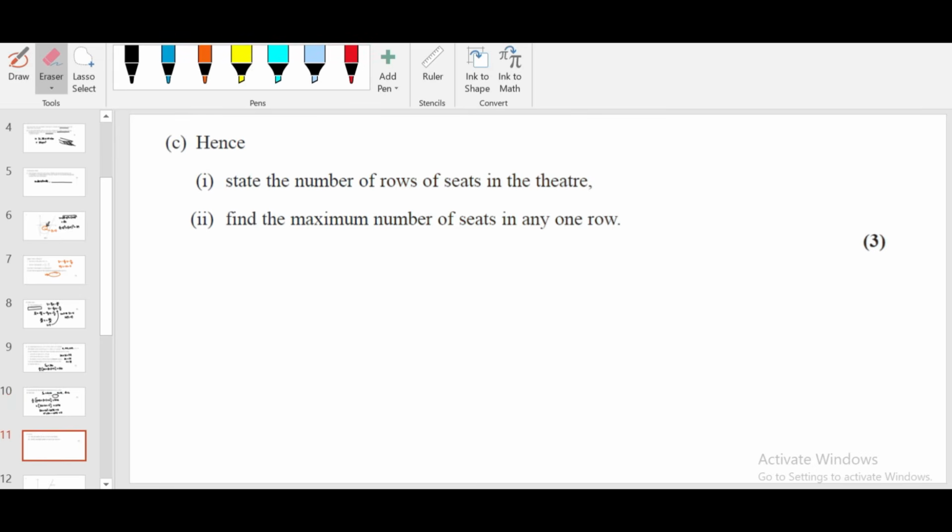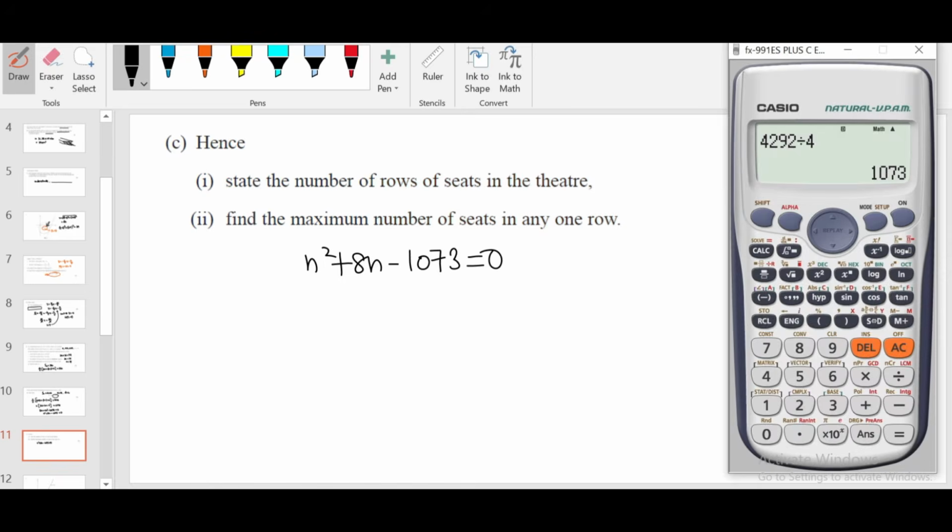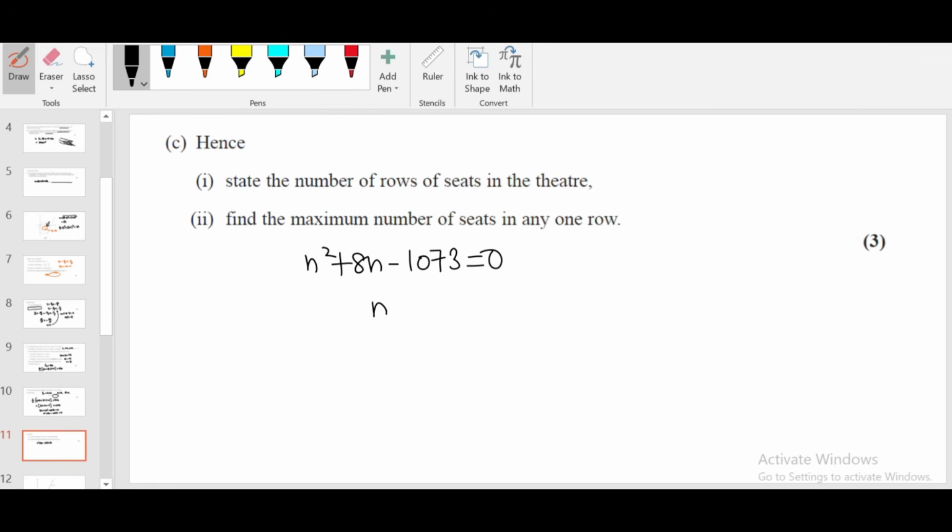Hence state the number of rows. Basically they want you to solve the equation you just framed. n² plus 8n minus 1073 is equal to 0, right? You just need to solve it using your calculator. Go to equation number 3. 1, 8, negative 1073. You'll get 29 and a negative. Don't take the negative number. n is equal to 29. That's the answer for part C I.